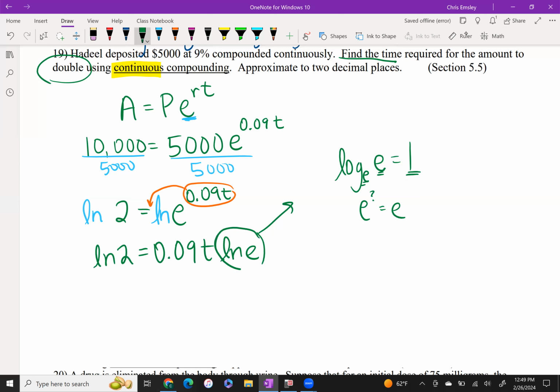So this whole thing is just equal to 1, and when we multiply by 1, that doesn't change the answer. So that really just goes away. We can mark it out. And now we just need to solve this little equation that's left over here. I'm going to divide both sides by 0.09.